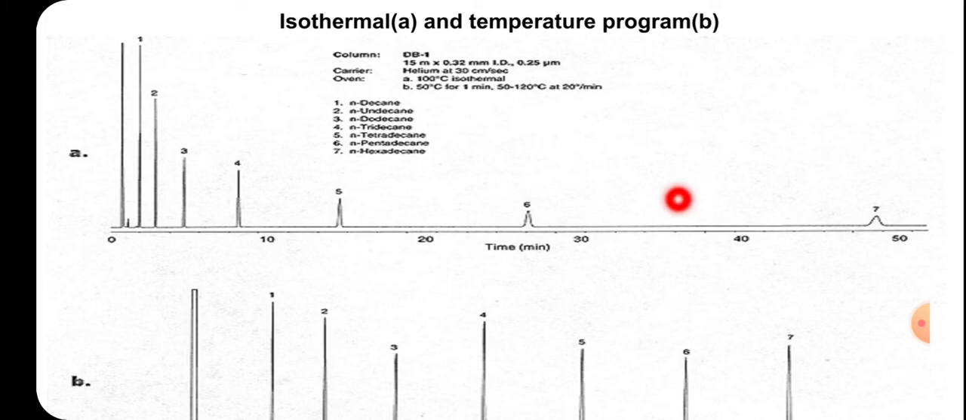You can see here from 6 to 7 there was a huge difference because they have different volatility. The one which is eluting very fast has a very low boiling point, and the one which is eluting slower has a very high boiling point. These are the 7 components listed here: N-decane, N-undecane and so on. In this particular experiment we maintained the temperature at 100 degrees Celsius unless and until all these components were eluted. So this is called isothermal.